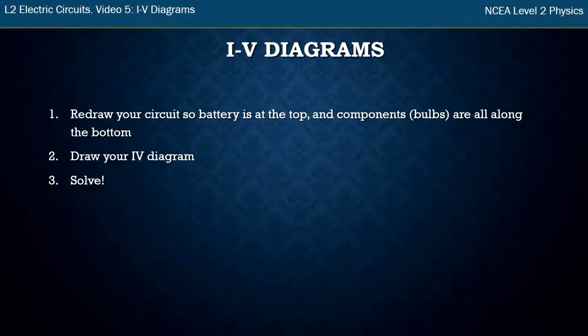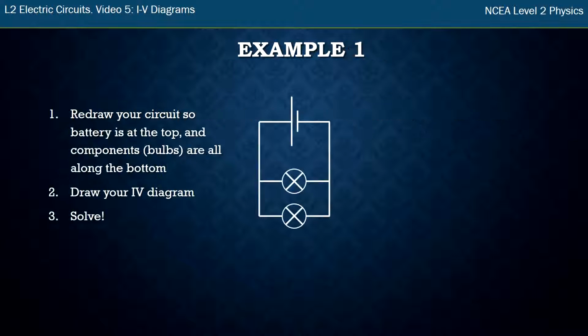The first thing is make sure you redraw your circuit so the battery's at the top, how we have been drawing circuits in the videos so far, and all the components are along the bottom. Then you draw your IV diagram and then you solve. So what does it look like?